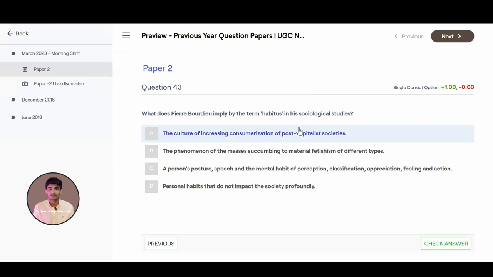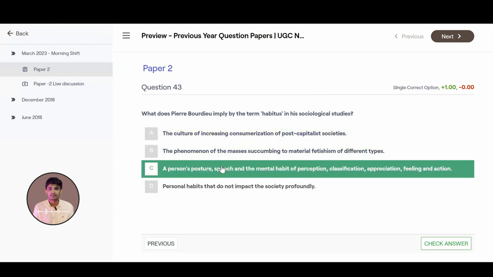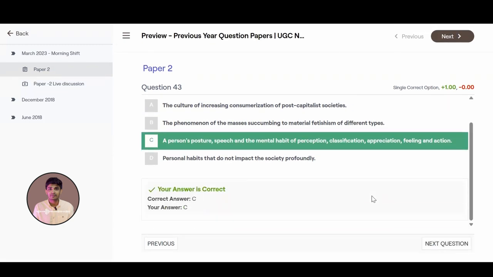Now give me the answer. From what I've explained to you, think and give me the answer. Dishani came up with C, and C is the right answer. Good.